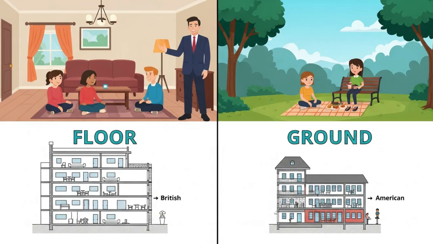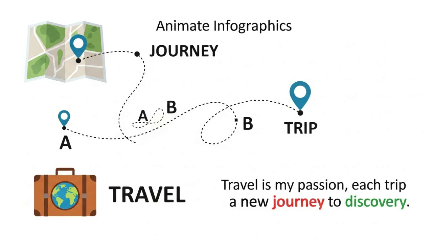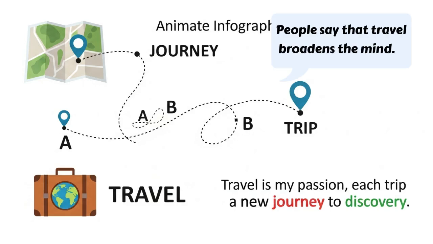Pair 2. Journey versus trip, and travel. These are words that my students mix up all the time. Let's start with travel. As a noun, travel refers to the general activity of traveling, going to a different place. It's often uncountable, so we don't use a or the. For example, people say that travel broadens the mind.